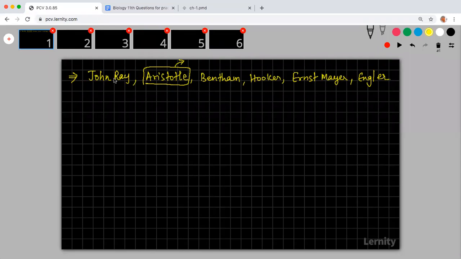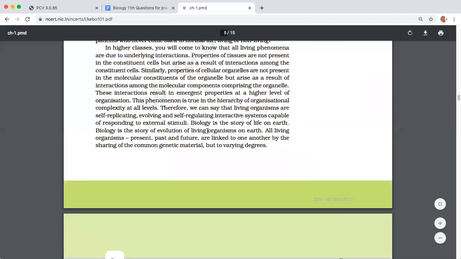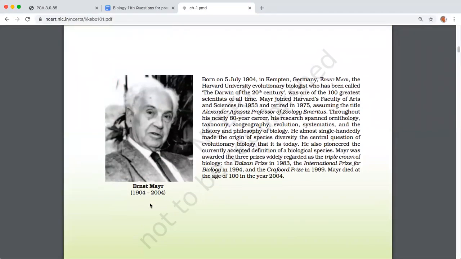You can write any names. I'm just giving you some answers that you know already. Some of those names that you already know, I have given. And these names appear in the CBSE textbook, at the beginning of the chapter. So it is essential that you read what these people have done. You see Ernst Mayr's work is given here.